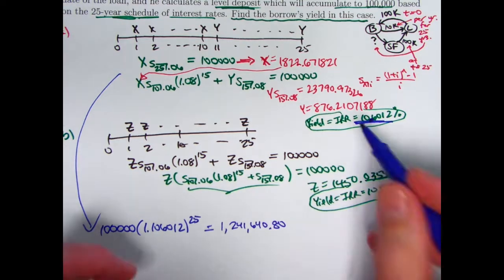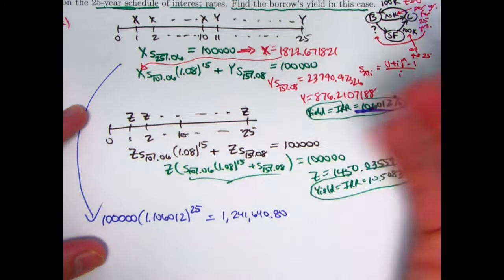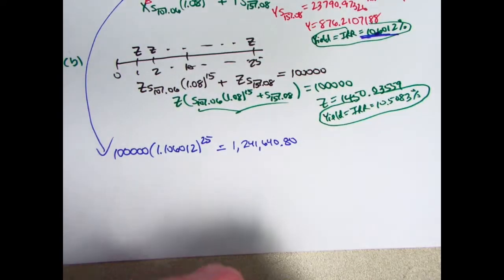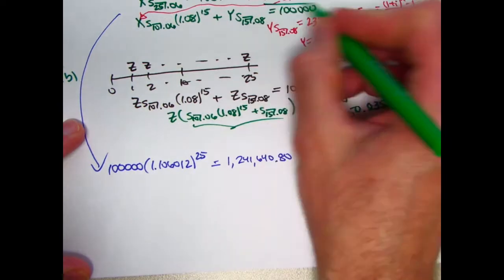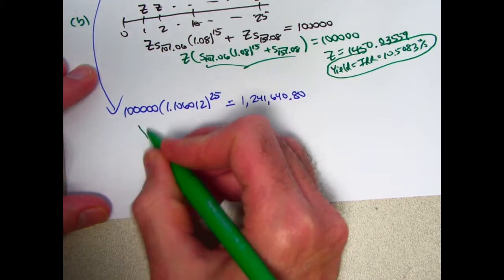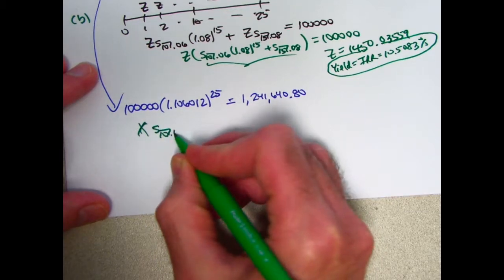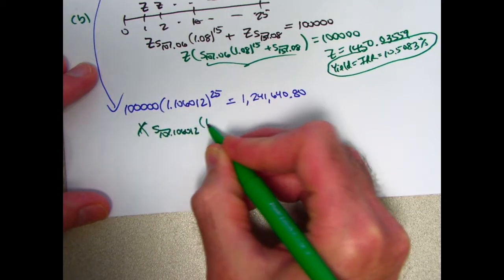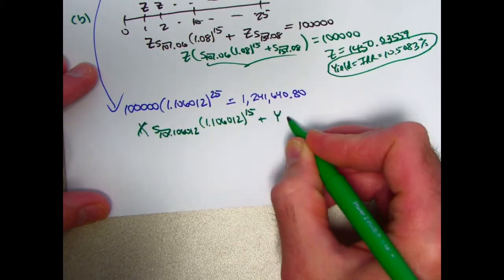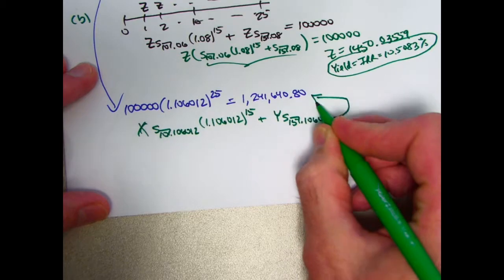Another way to think about this IRR, this yield here, is that if you invested X and Y in the same account, it should accumulate to the same amount over 25 years. So I'll leave it to you to check based on this value for X and this value for Y, that X s-angle-10 at 0.106012 times 1.106012 to the 15th power plus Y s-angle-15 at 0.106012 will accumulate to the same answer.